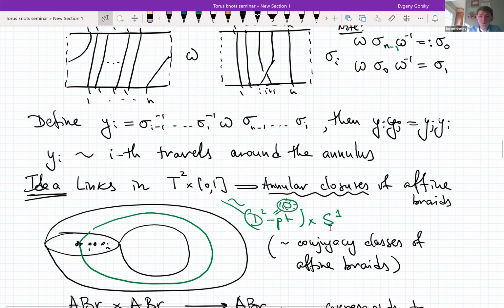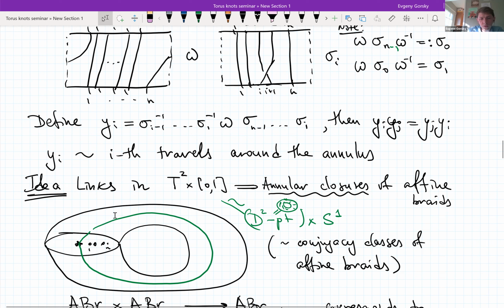So we just specify one as one direction, and then we have another as one direction, and this interval direction, which is the thickness of the annulus. And so we can think of the links. So in other words, we have this annulus, and then we have this circular closure of the annulus by thickening it, or taking a solid torus and deleting this green core of the solid torus.